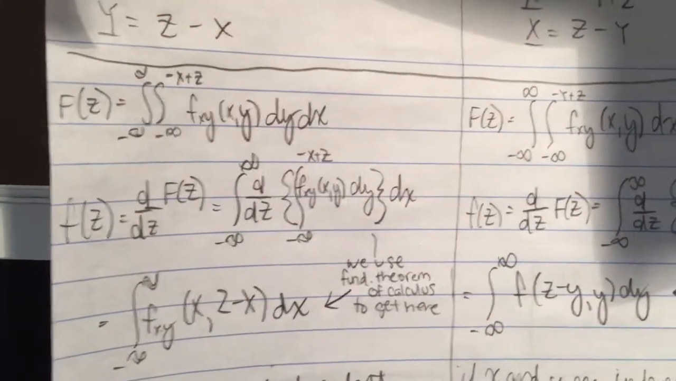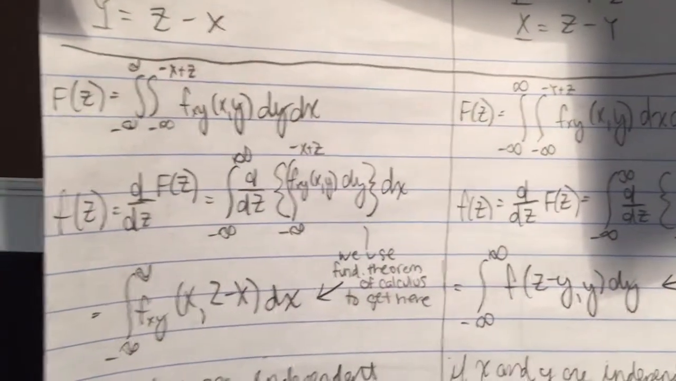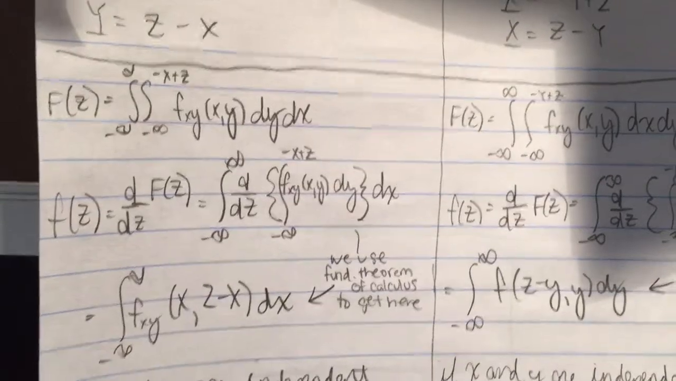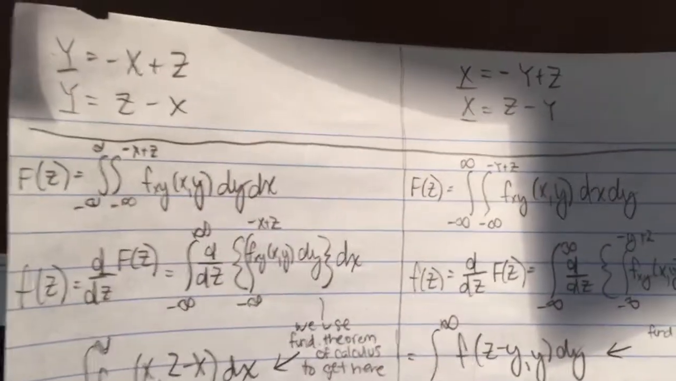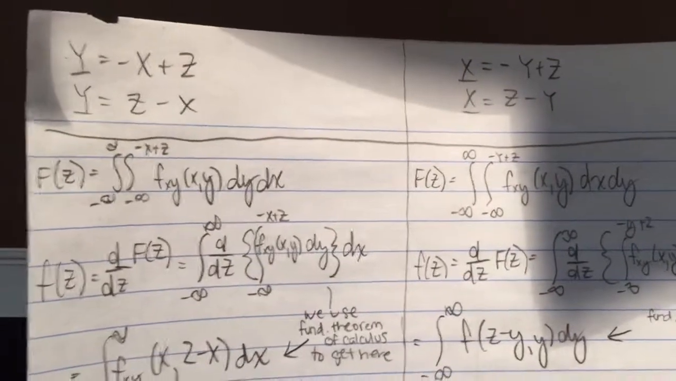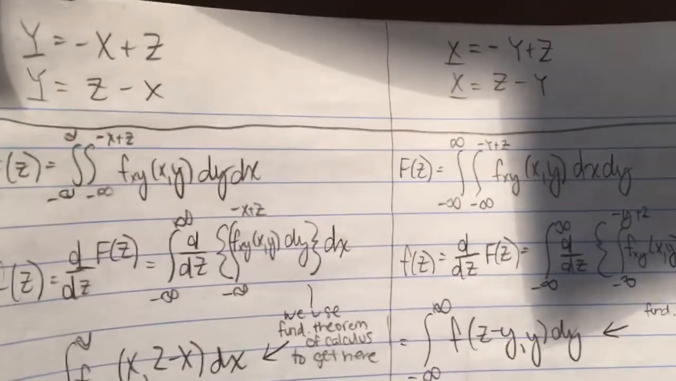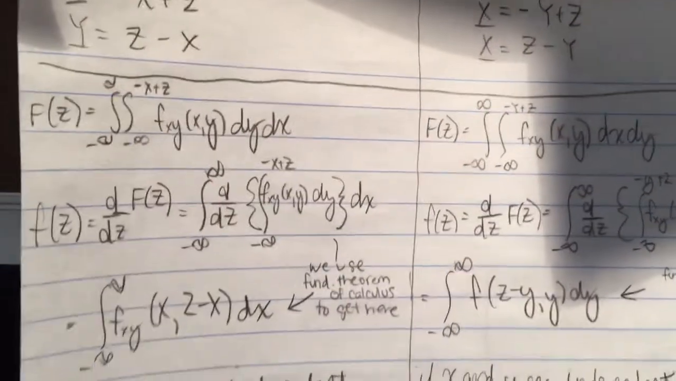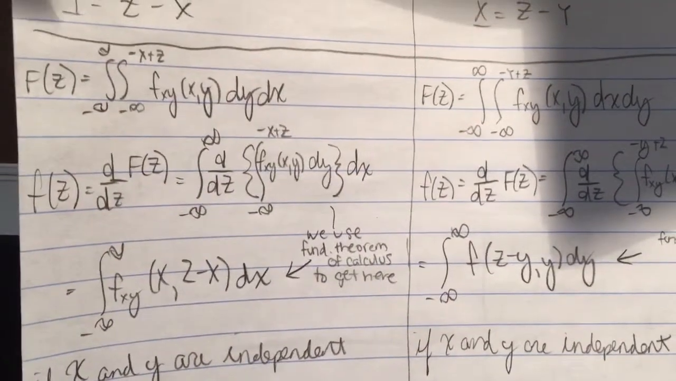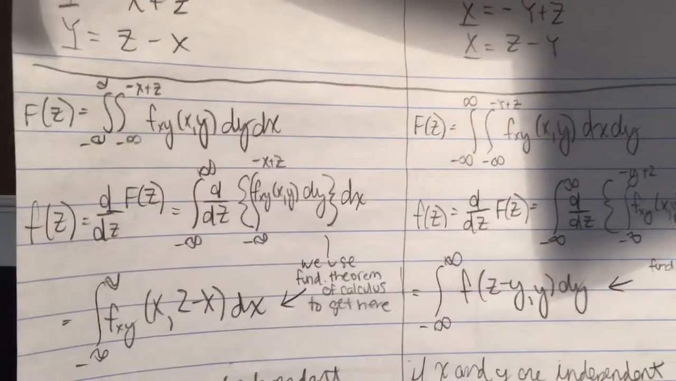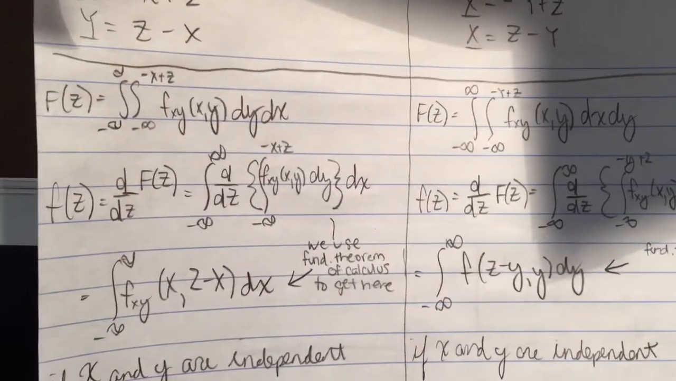Big F of z equals the double integral, with the outer integral from negative infinity to infinity, and the inner integral from negative infinity to negative x plus z, because negative x plus z can only be less than or equal to y in order for this double integral to work. As you can see, dy is the inside integral, and the outside integral is dx, with outside bounds from negative infinity to infinity.